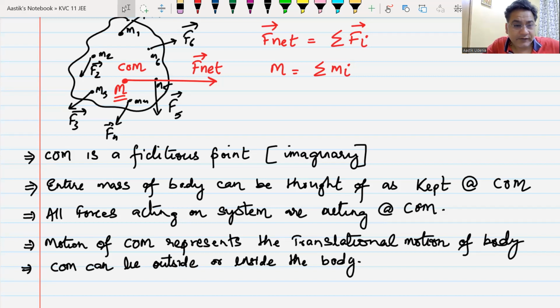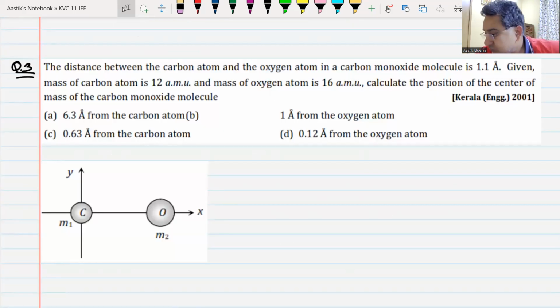Okay, I think we were doing this question in the last class. Anyone was able to do this? Got the answer for this one? What is the answer for this one? Anyone got it? What is the answer? See, C. 0.63 Armstrong unit from the carbon atom. So you can assume that this carbon atom is placed at the origin.